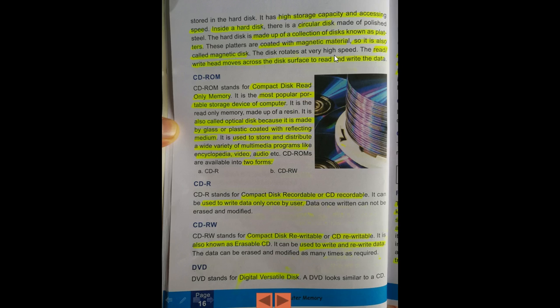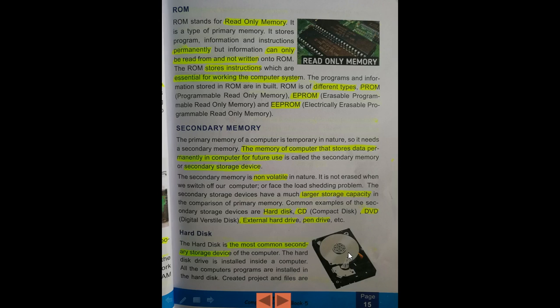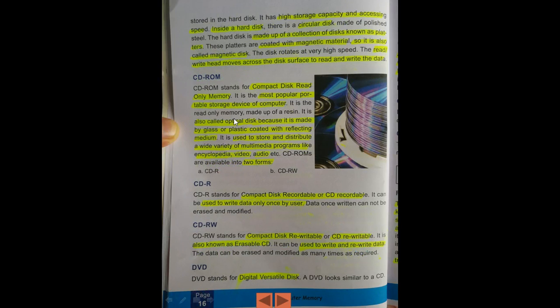The disk rotates at very high speed. The read-write head moves across the disk surface to read and write the data. Here we can see the read-write head is an arm-like structure. It contains the read-write head that will be reading the data and information which are stored in the write patterns.